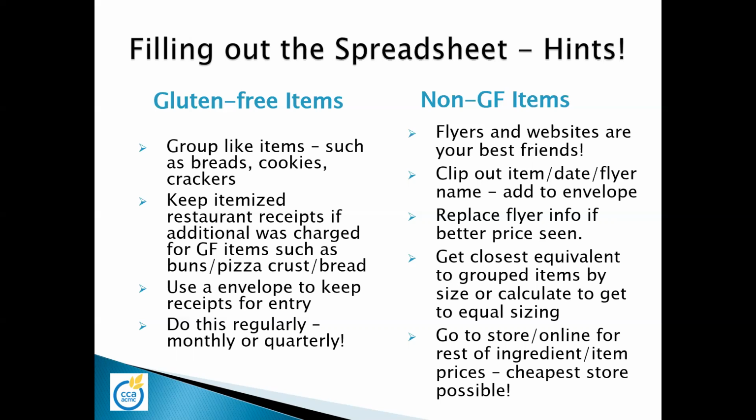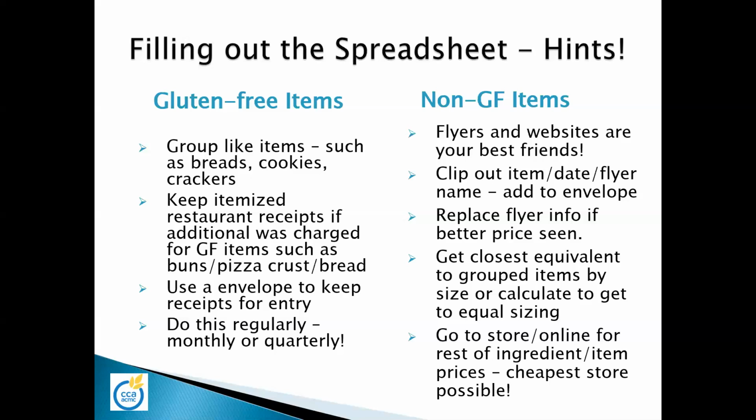So let's say you have whole wheat bread from Safeway for $1.99 in there. Then let's say 2 weeks from now, you get a flyer from Save on Foods and it says you can get white bread for $1.49. Well, then you pull out your Safeway $1.99 and throw it away and put in the cutout from Save on Foods for $1.49, because that becomes your new non-gluten-free comparable price.